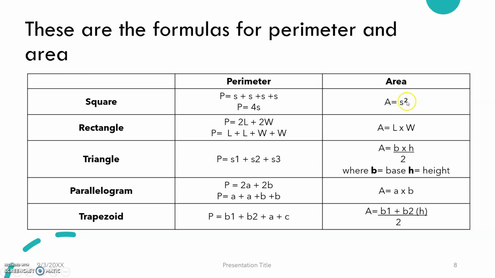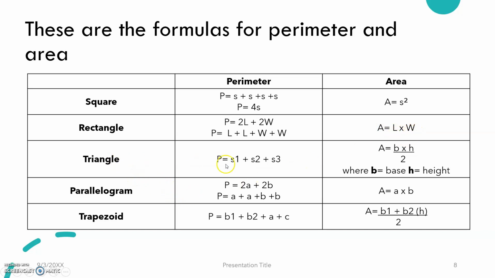Kapag sinabing squared, ibig sabihin, imumultiply mo siya sa sarili niya. Next, rectangle. For perimeter, we have P equals 2L plus 2W or P equals L plus L plus W plus W. While sa area naman, A equals length times width or L times W.